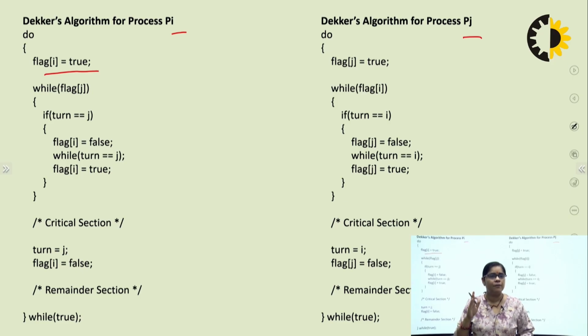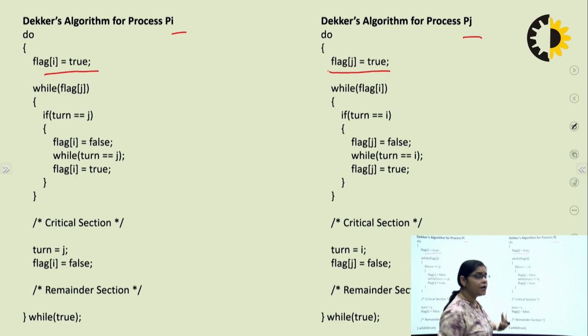enter. At the same time, the next process, process Pj, says, okay, I also want to enter at the same time. That is what the processes, process Pi and process Pj, are doing. Two processes at the same time want to enter the critical section. Okay, you have understood that.